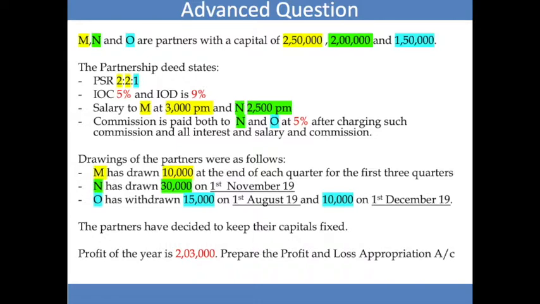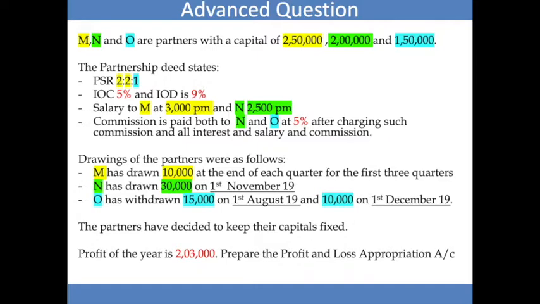Drawings of the partners were as follows. M has drawn 10,000 at the end of each quarter for the first 3 quarters. Okay, so over here generally the drawing is made in all the quarters, but here I have only taken 3 quarters. You can see very carefully, and I've used the word end of each quarter. N has drawn 30,000 on 1st November 2019. O has withdrawn 15,000 on 1st October 2019 and again 10,000 on 1st December 2019. So when we calculate the interest on drawings, we have to take into account the time left and we'll calculate it accordingly.